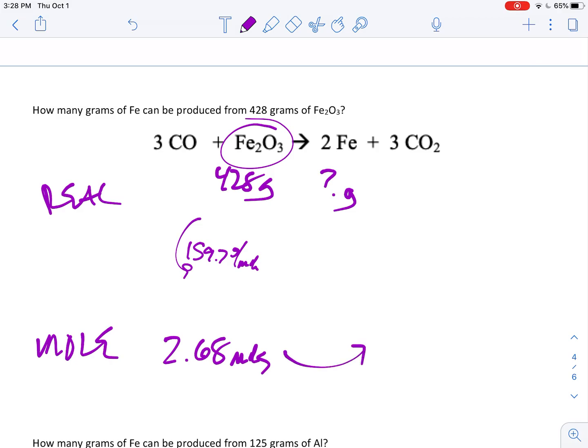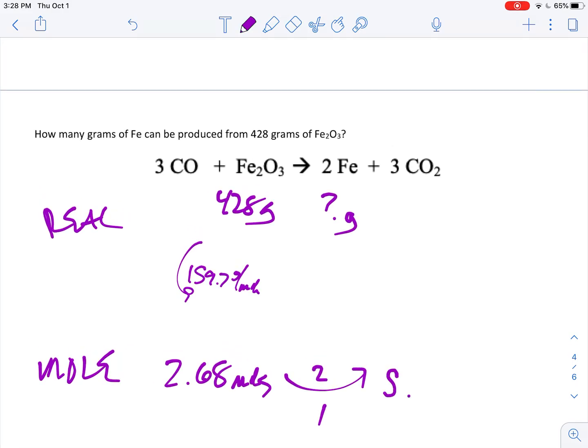Now I'm going to go from there over to here because that's what I want. What's my mole ratio? It is a 2 to 1. So the 2.68, I'm going to multiply by 2 and I'm going to divide by 1 because you always multiply by where you're going, divide by where you came from. So it's a 2 to 1 ratio. So that's going to be a 5.36 moles that I have here.